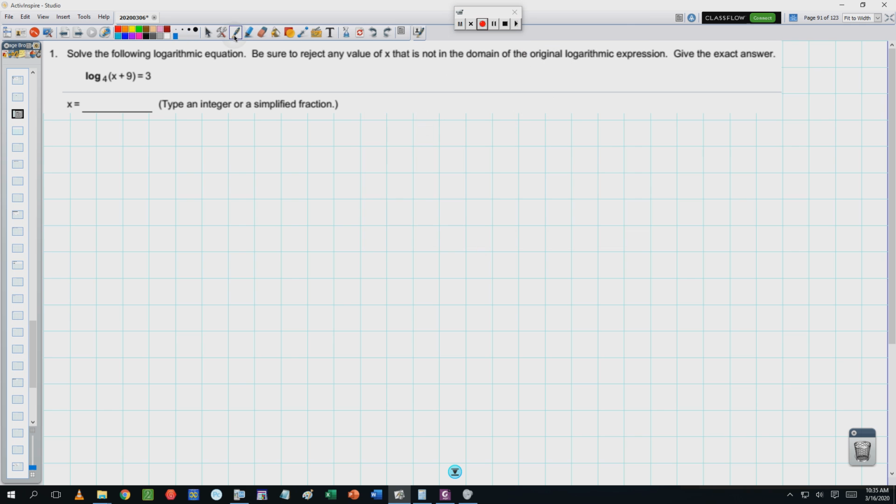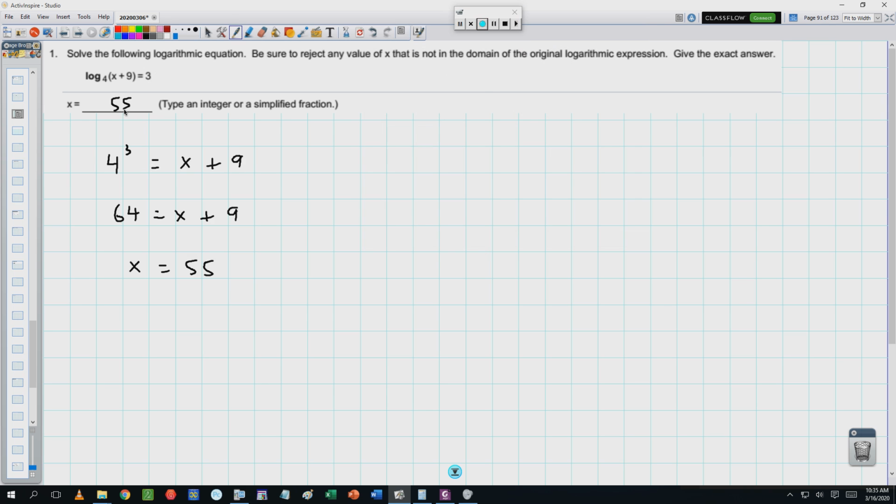You've got to remember in a logarithmic equation what this number here by itself means. That number is a power that when you place it on the 4, the base, gives you the x plus the 9. 4 cubed is 64. Subtract the 9, I get 55.